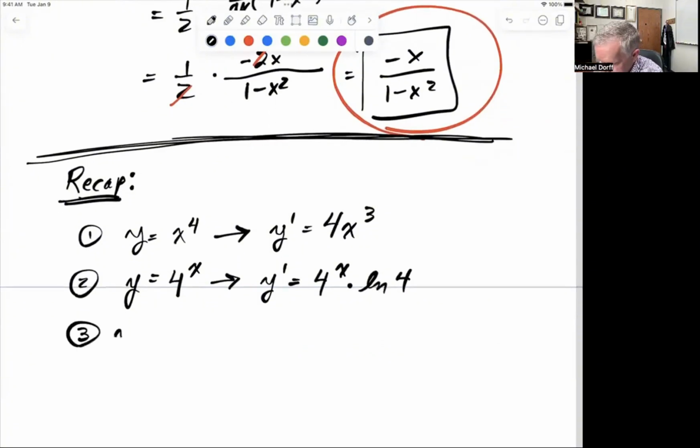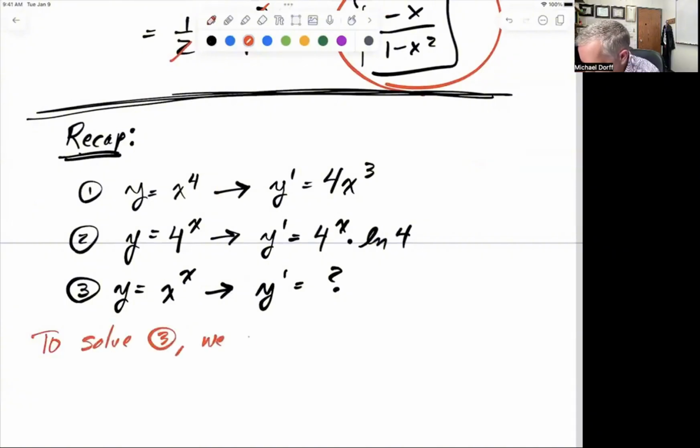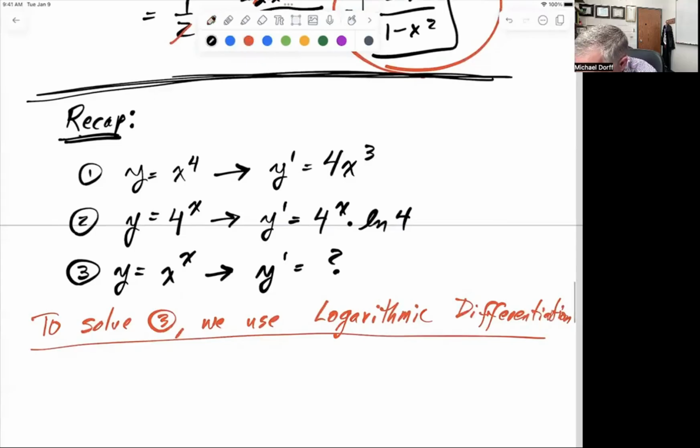What if we have now the case where we have the variable both in the base and in the exponent? Then what is the derivative here? We haven't talked about that yet, but now we're in a situation where we can talk about this. To solve this, we use a thing that's called logarithmic differentiation. So this is a technique that we'll use to solve this.